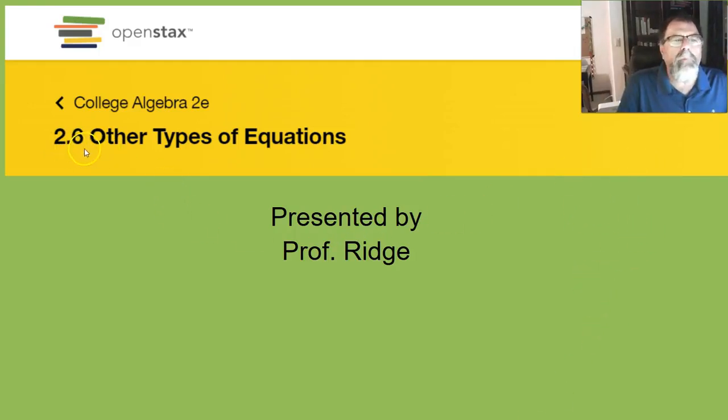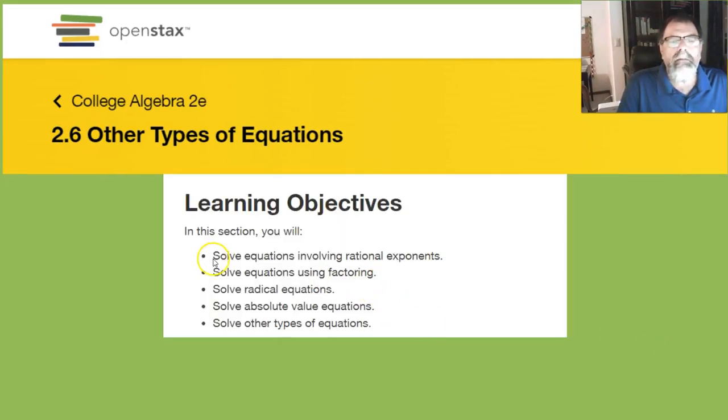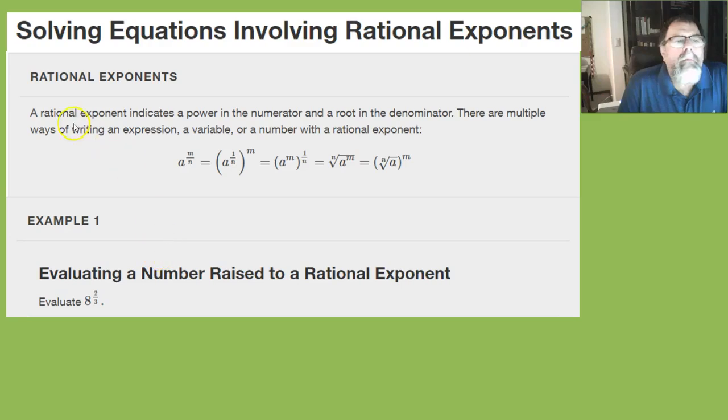Today's lesson 2.6, Other Types of Equations. And let's get started with the first learning objective, solve equations involving rational exponents. Rational exponents. A rational exponent indicates a power in the numerator and a root in the denominator.